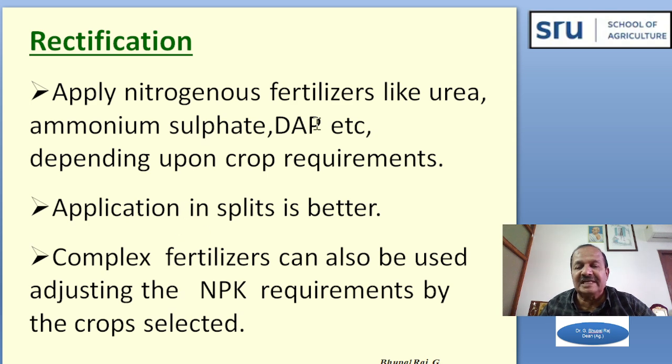So in addition to the straight fertilizers, that is urea, ammonium sulfate and diammonium phosphate, the complex fertilizers can also be used, adjusting the NPK requirements for the crop selected.